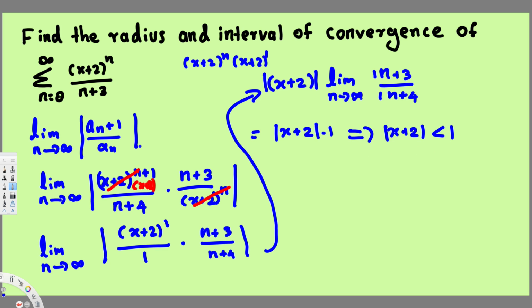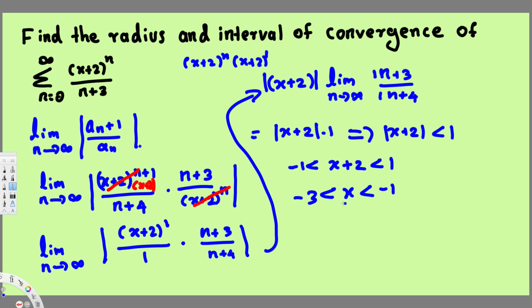Now, if we take the absolute value out, this is going to be greater than -1 and less than 1. This is the value in between. Now we take this 2 outside. If I take this one outside, 1 minus 2 is going to be -1. And if I take this one out, -1 minus 2 is going to be -3. Now these are our endpoints.